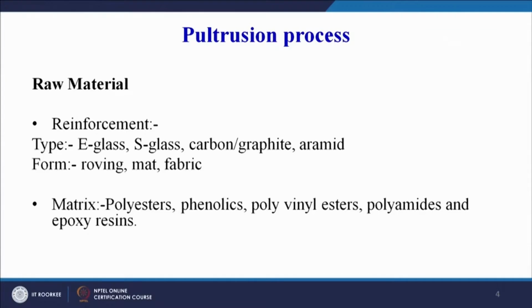We will try to understand it with the help of a diagram, but the reinforcement in this case can be in mat form also, and the types of fibers are already shown. The matrix can be polyester, phenolics, polyvinyl ester, polyamides and epoxy. From the names, and today we are in our session number 25, the learners must be able to easily guess what type of polymer is being used here. All the examples are mostly thermosetting. Therefore we can say that the pultrusion process is most commonly used for thermosetting resin systems.